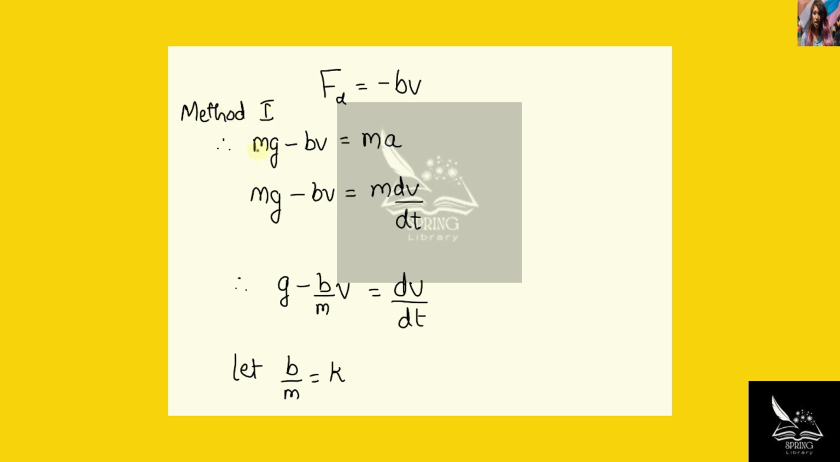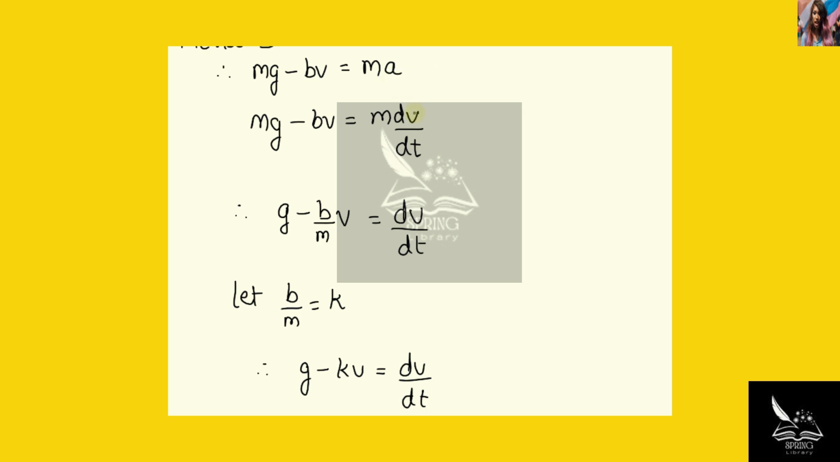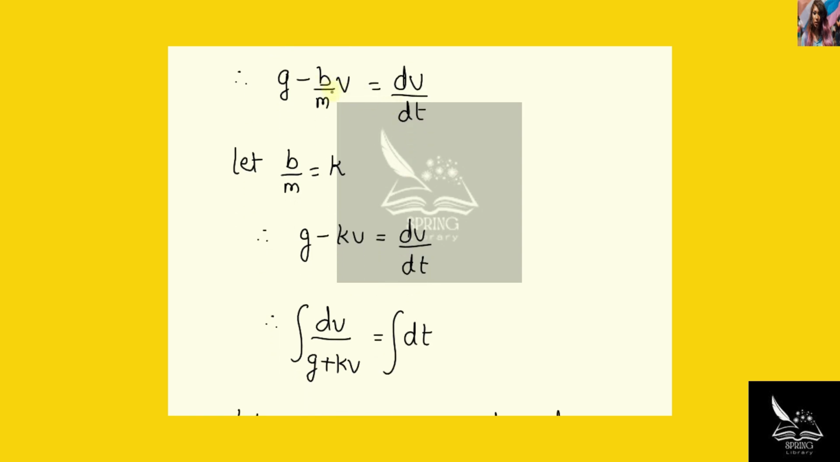So this is from the sum of the forces. So mg minus bv is equal to m times a. Now this acceleration we can write as dv by dt, and this m I have sent to the other side, so it will be g, and this b by m v. This b by m will be appearing all the time, so it will create confusion. So I'm taking this b by m as k, some constant, because b is a constant and m is also constant. So then this equation turns out to be g minus kv is equal to dv by dt.